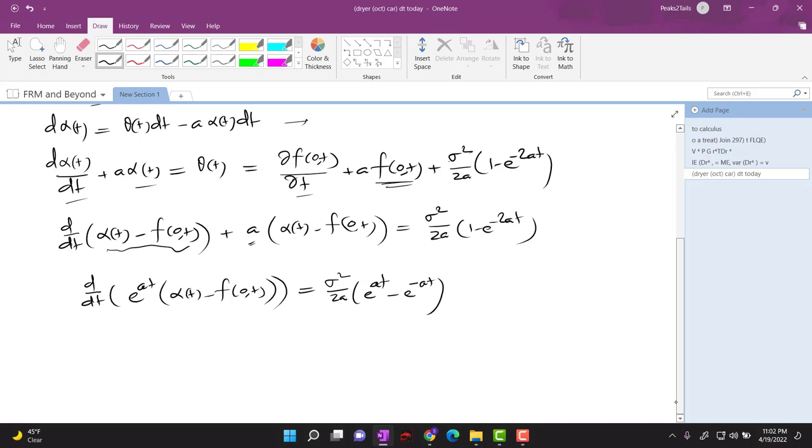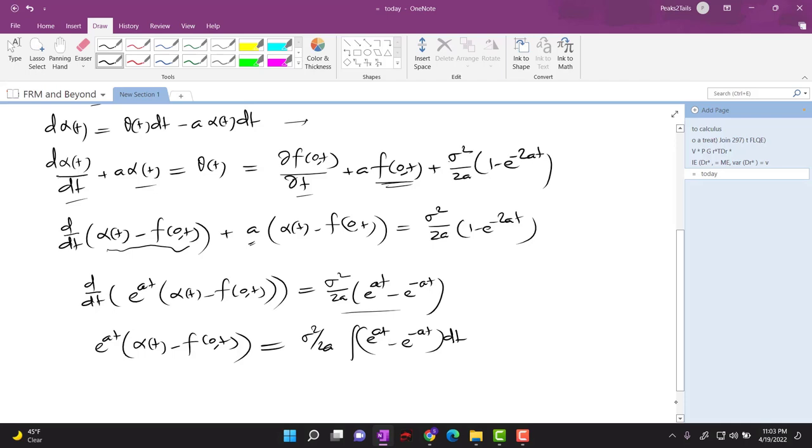So now if I integrate, I will get, so I just have to integrate the right hand side. If I integrate the left hand side, I'll get this one back, e to the power at times alpha t minus f 0 t is equal to sigma square by 2a times the integration of e to the power at minus e to the power minus at dt from 0 to t.